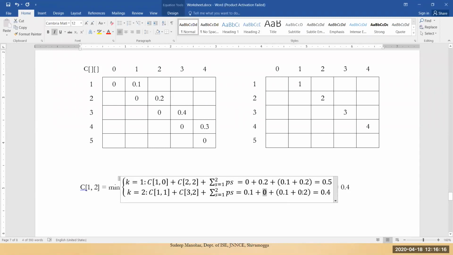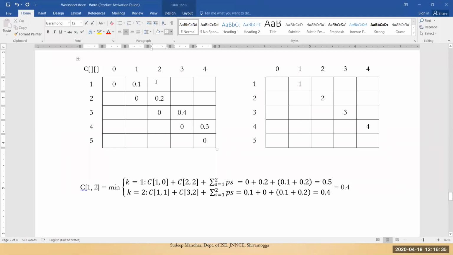And P1 plus P2. When you add this, you will get 0.2 plus 0.1 is 0.3 plus 0.1 is 0.4. Okay, you have got two values, 0.5 and 0.4, out of which you have to check the minimum. You have to consider the minimum. Which is minimum? 0.4 is minimum. Therefore, the value of C of 1 comma 2 is 0.4. I'll write 0.4 here.